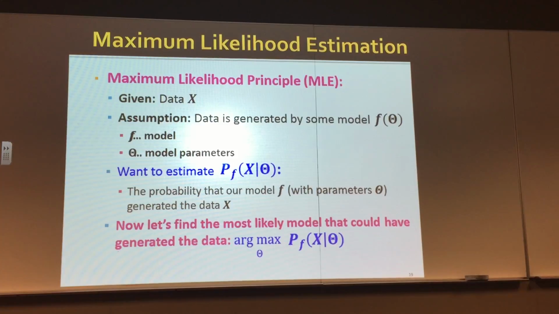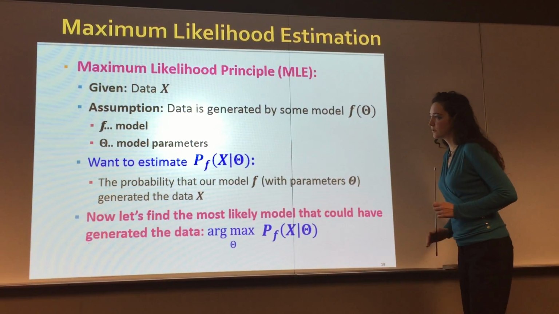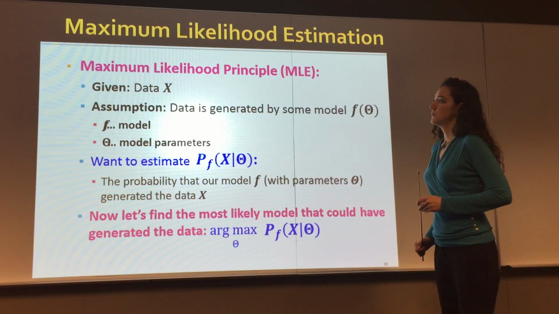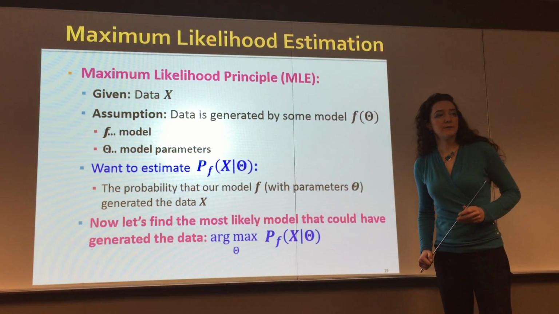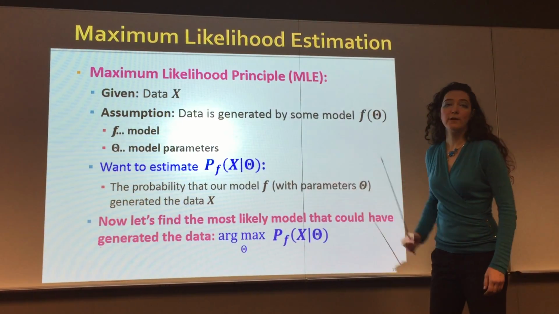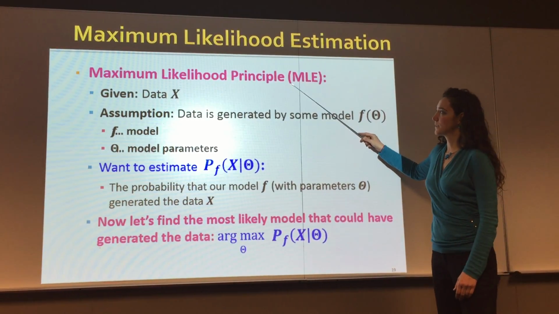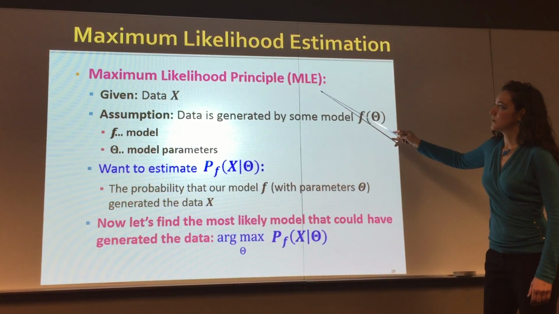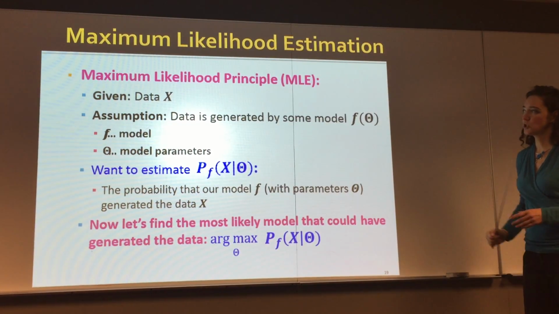So we are trying to estimate the affiliation matrix that has the highest likelihood to generate the network for us. So we're trying to estimate the maximum likelihood. So that's called a maximum likelihood estimation.